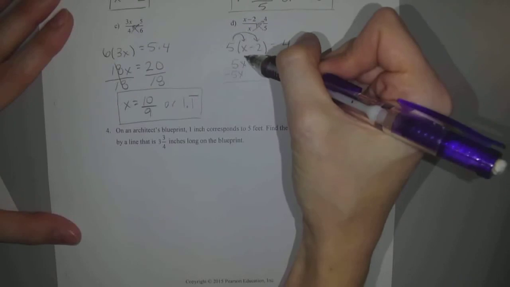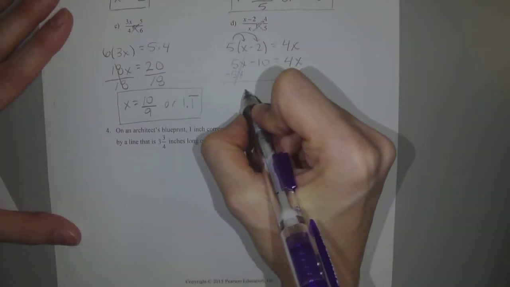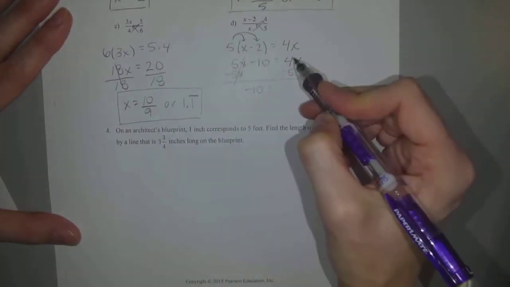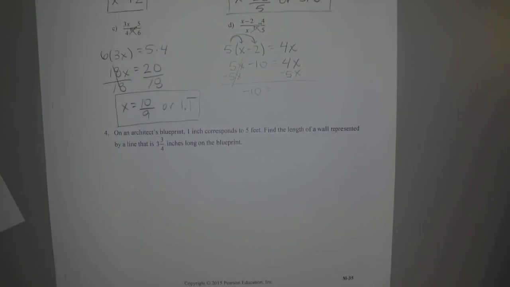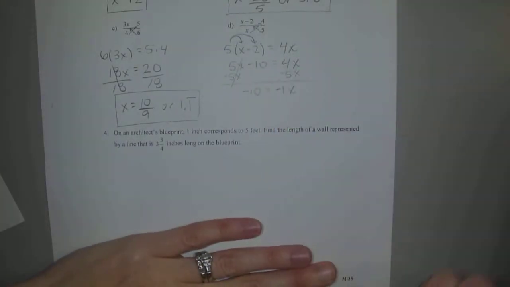All right. What's going to happen here? What's 5x take away 5x? Nothing, right? We don't want that. That's good. So what's the only thing left on the left side? Negative 10. What is 4 take away 5? What happens to us? Negative 1x.